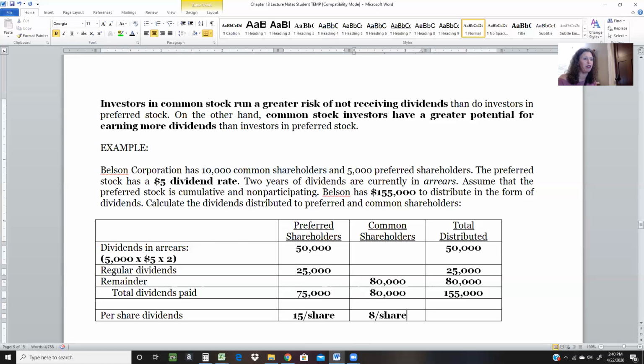So if Lauren owns 3 shares, we'll mail her 24 bucks. If Tor owns 2 shares of preferred stock, we're going to mail him 30 bucks. If Andrew owns 5 shares of common stock, we would send him $40. If I own 1 share of preferred stock, they would send me $15. So this is how they decide who gets what when.